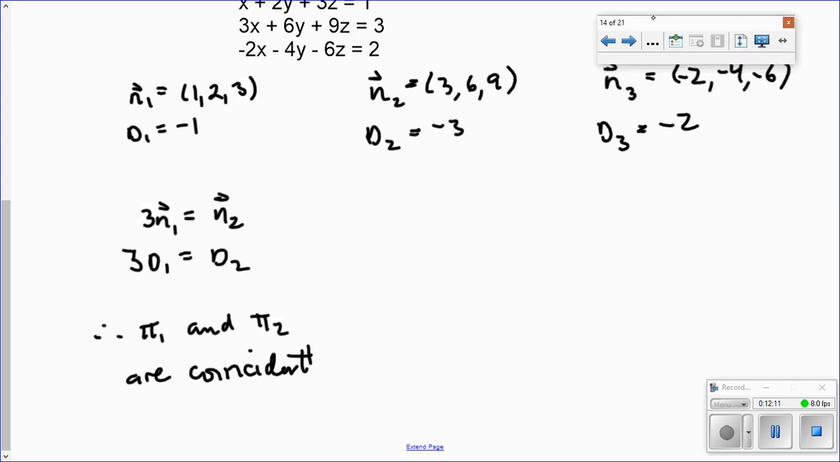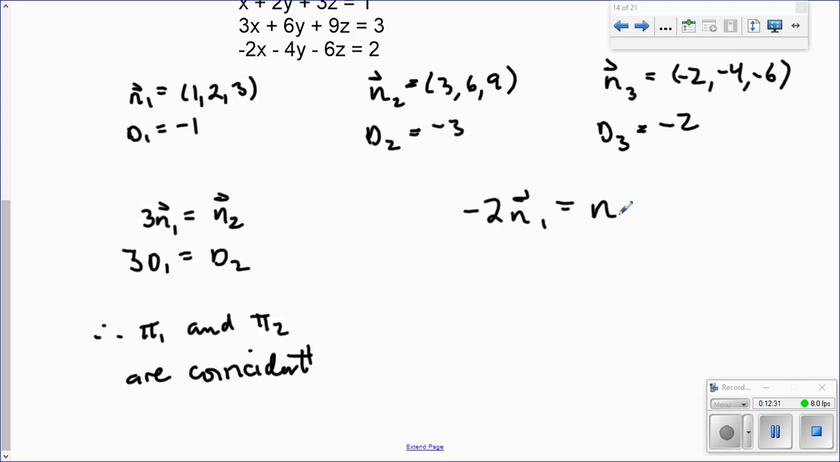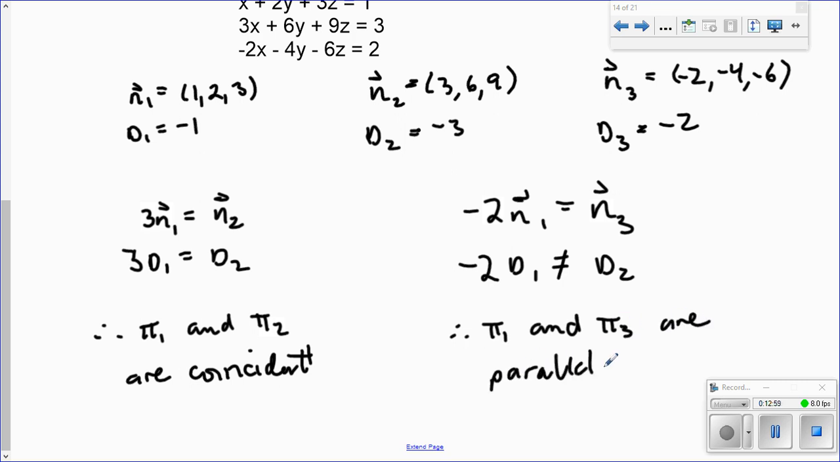And what about plane 3 here? I can take a look at my original plane 1, n1. If I double it and multiply by negative, n1 is equal to n3. I'm just going to check components: -2, -4, -6. Does the same thing hold for my d1 here? If I double it and take the negative of it, I'm not going to get -2, am I? I'm going to get +2. So I can conclude that plane 1 and plane 3 are parallel and distinct here.